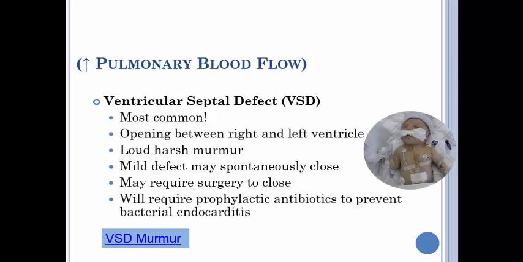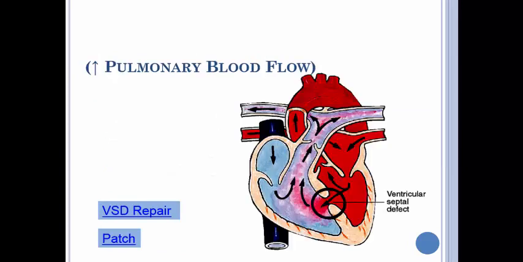Some surgeries now can be done almost through a catheterization type procedure, so they don't have to go through full open heart surgery, but it depends on the defect. They will require prophylactic antibiotics to prevent bacterial endocarditis. So these are patients that require prophylactic antibiotics before they go to the dentist or undergo certain procedures, to try to avoid bacterial endocarditis, which is an infection in the heart itself and in the valves. So there's increased pulmonary blood flow.